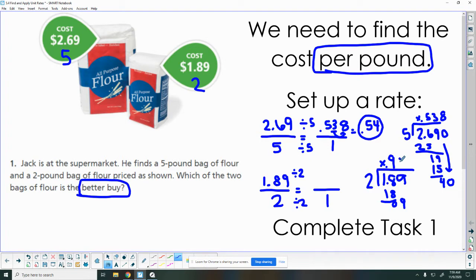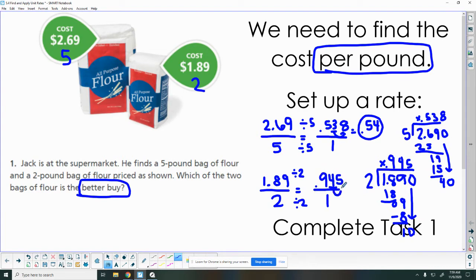2 goes into 9 4 times, which is 8. 1 left over, but remember I can't have a remainder and a decimal. So I can add on zeros though after the decimal. 2 goes into 10 5 times, so 0.945. And then we'll want to round that to the dimes and the pennies.